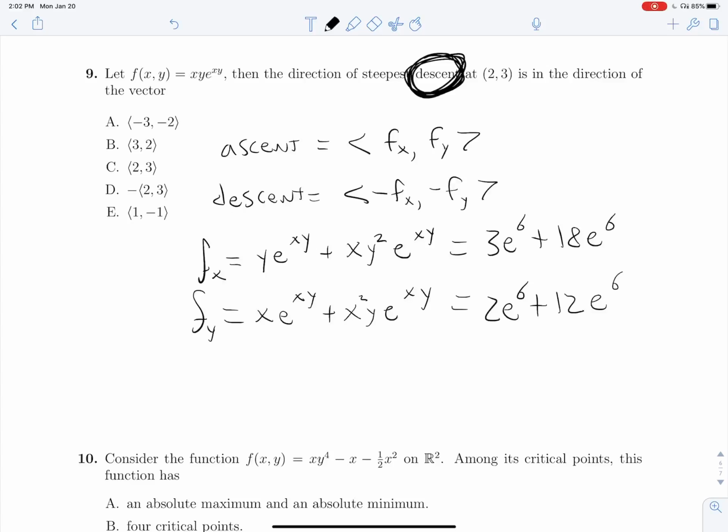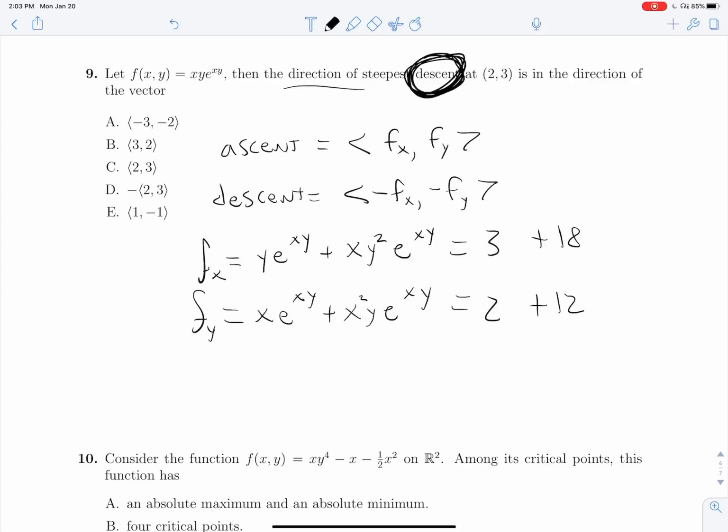And so we have a lot of common factors here that we can get rid of, and our answer will be equivalent, notably all of these e to the 6's, because really we're looking for a direction vector. We do not care how long our vector is in any way. So we can get rid of all these e to the 6's and add these guys up.